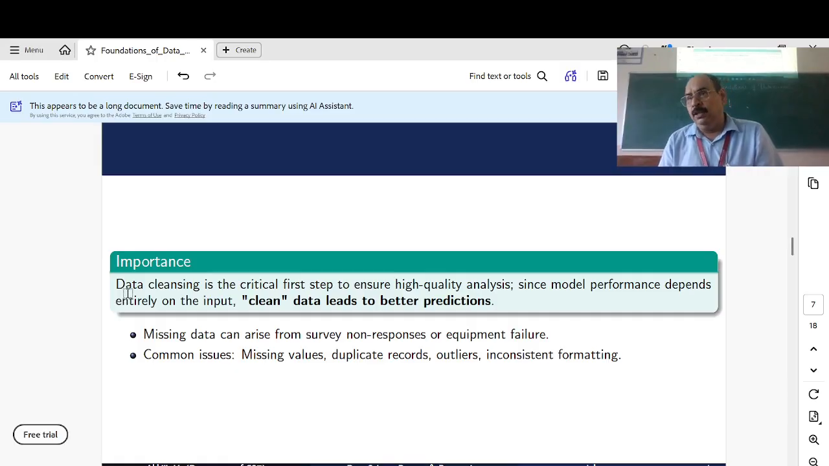Next, we'll be learning about data cleansing. It is a critical first step to make sure that high quality data and high quality analysis are available. You know that probability values are always between 0 and 1, right? If at all you have a value which is more than 1 or below 0, you know that it is an invalid probability, right? So if you have a value more than 1, what do you say? That's a wrong one, right?